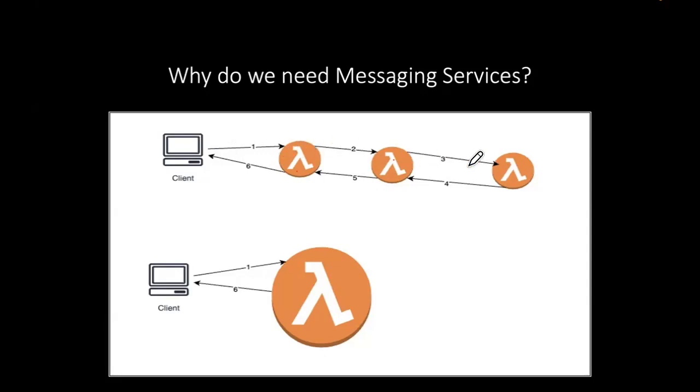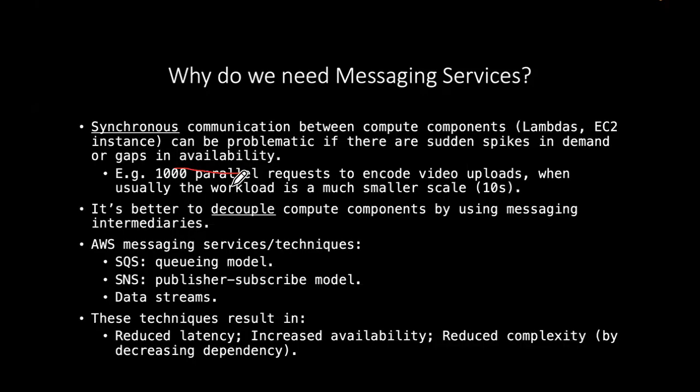So when you've got this kind of synchronous communication between compute components, there are lots of problems with it. There is the latency problem, there is the spike in demand problem, and there's the availability problem. That's what I'm trying to get across there. It's better to decouple your compute components by using messaging, which we'll see in a second.